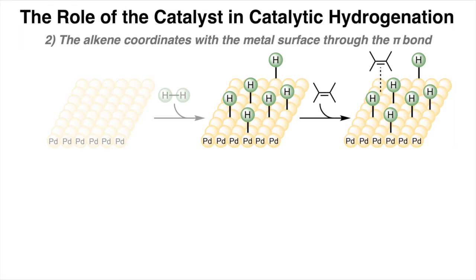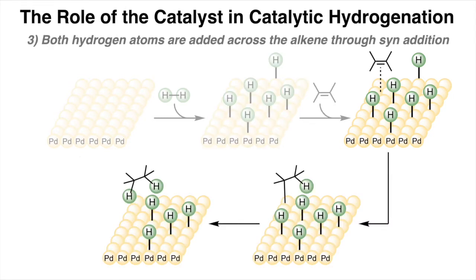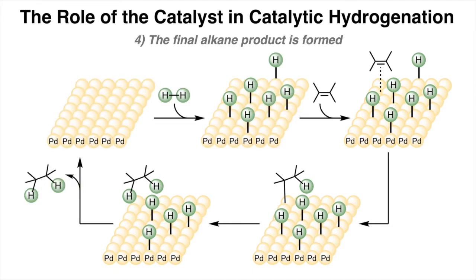And then both hydrogen atoms are added across the pi bond on the same face of the alkene, which is called syn-addition, which we'll get into more details on in a bit. And with that, you eventually get to the final product of an alkane, which gets released from the catalyst surface.